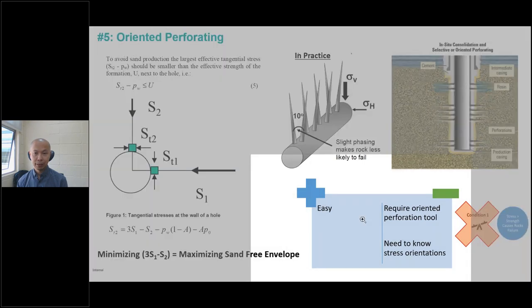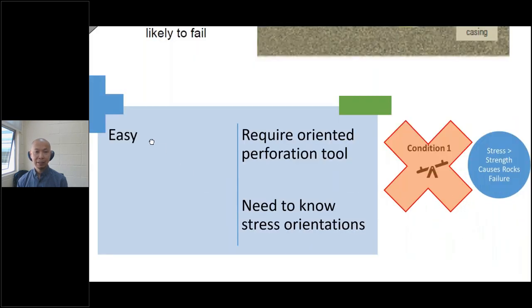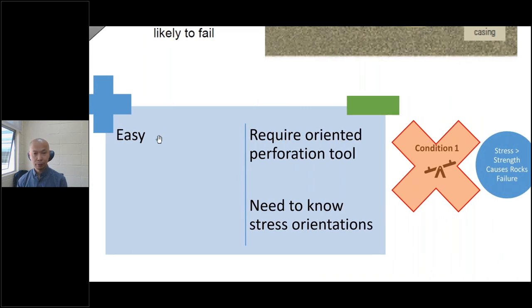Okay, let's look at the plus and minus. It's relatively easy. It just requires a good understanding of the horizontal stress direction, both maximum and minimum, and based on that, we decide which orientation gives us the best chance. Okay, the drawback is it still requires an oriented perforation tool. Once you determine the orientation, where I'm going to perforate, for example, in a certain direction, let's say vertical, then you need a special perforating tool to allow you to orient the charges in that direction. Okay, it's important in this case to know the stress orientation.